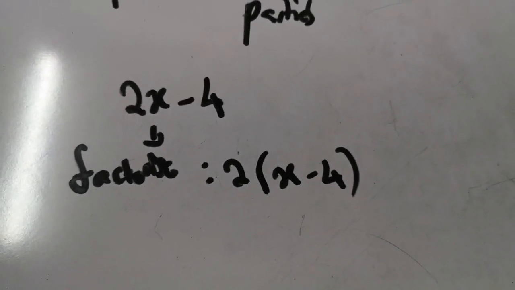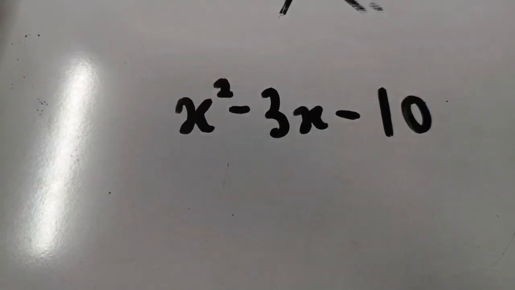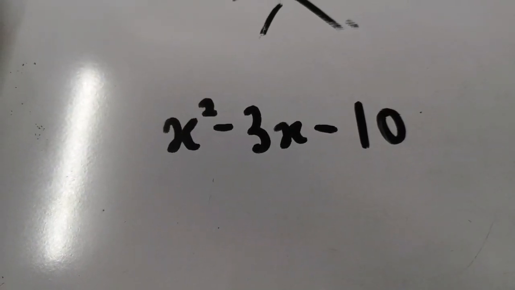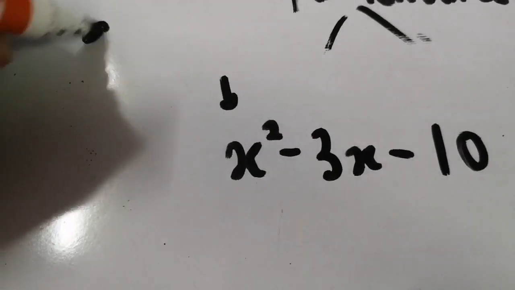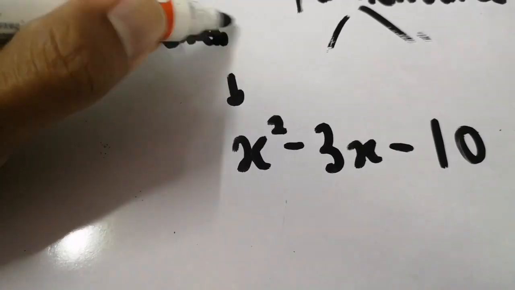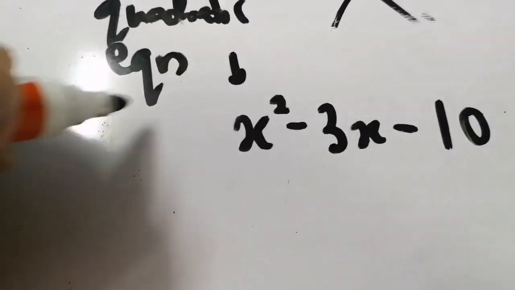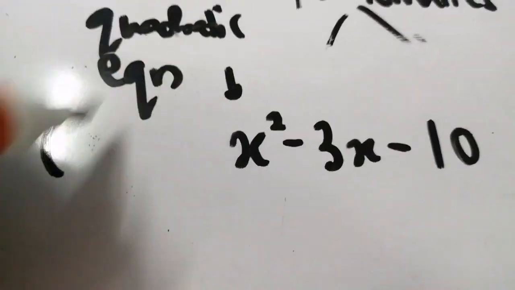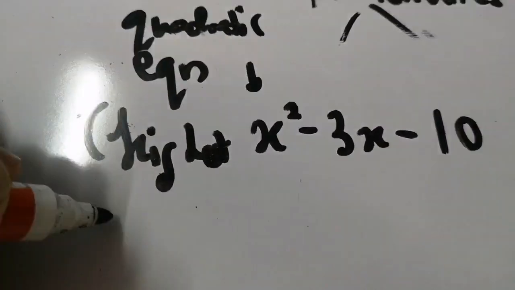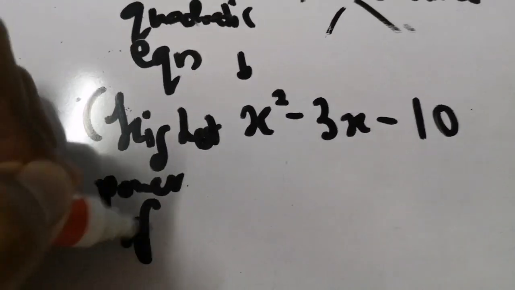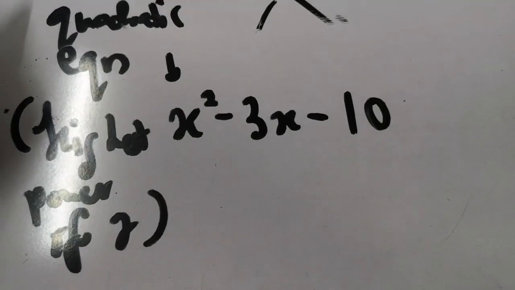There are many kinds of factorization, so we look at another kind. The second example of factorization is the quadratic terms. This is a quadratic equation, where the highest power is 2. So x has the highest power of 2, and this question is called a quadratic equation.